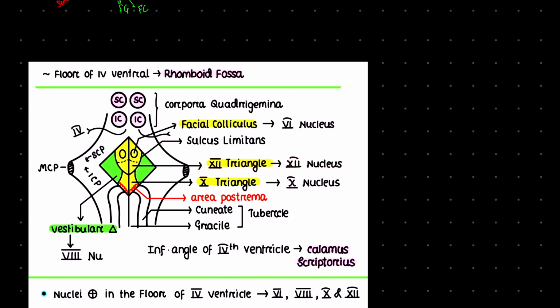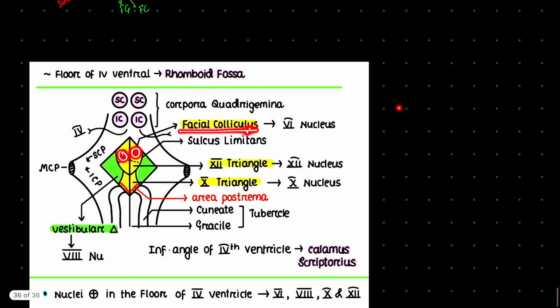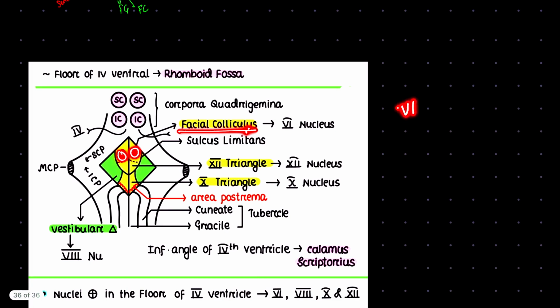Hypoglossal nucleus. Now if you look above, you will see the facial colliculus. What is this facial colliculus? It is nothing but the facial nerve, that means the seventh cranial nerve, that is surrounding the sixth abducens nerve. It is the facial nerve surrounding the sixth abducens nerve. That is our facial colliculus.